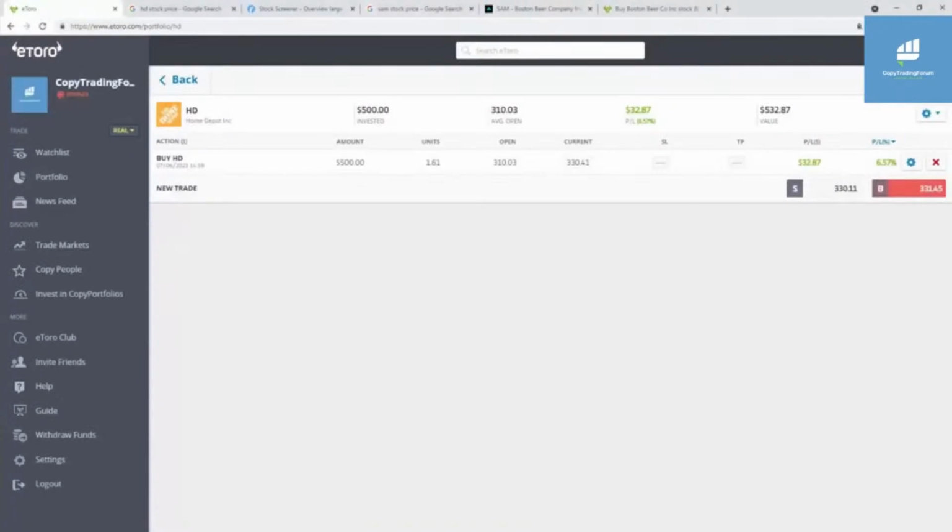Welcome back to How to Swing Trade for Beginners on eToro. So today I'm going to show you, I'm going to sell one stock because it's hit its potential price, and I'm going to buy another stock. So out of my 8 stocks, one of my stocks is Home Depot, and now it's up. You can see here it's up 6.6%, so up $33 off the 500 invested.